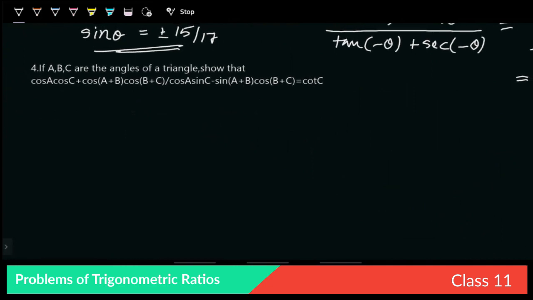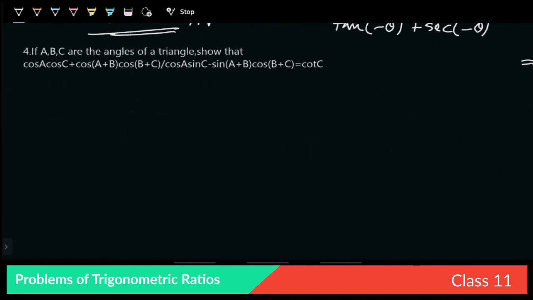So it is the fourth sum. What is given? If A, B, C are the angles of a triangle, show that cos A cos C plus cos of A plus B into cos of B plus C by cos A sin C minus sin of A plus B into cos of B plus C equals cot C. Okay, so I have to prove this. Now what is given in the question? A, B, C are the angles of a triangle.